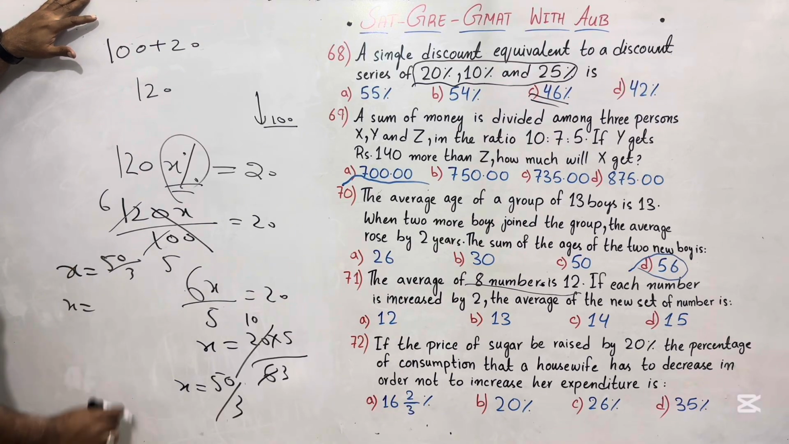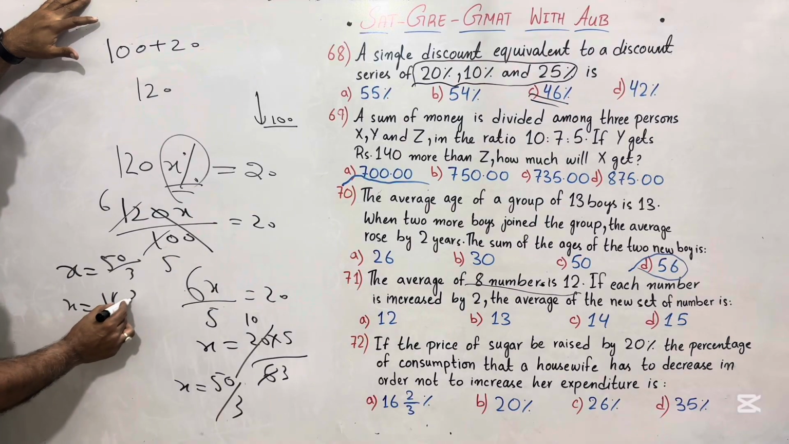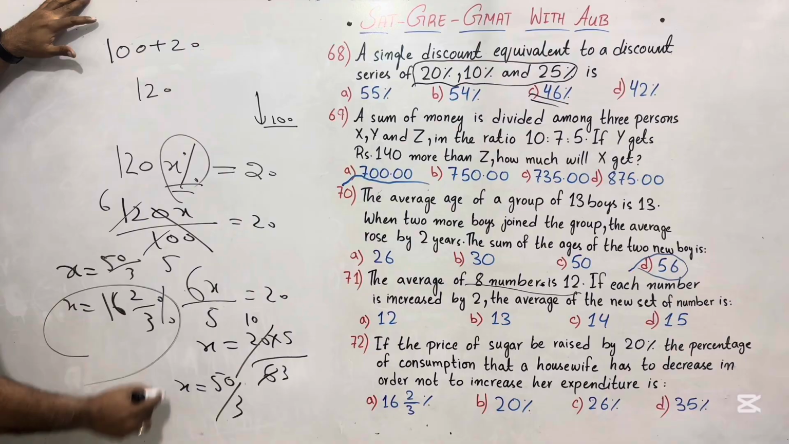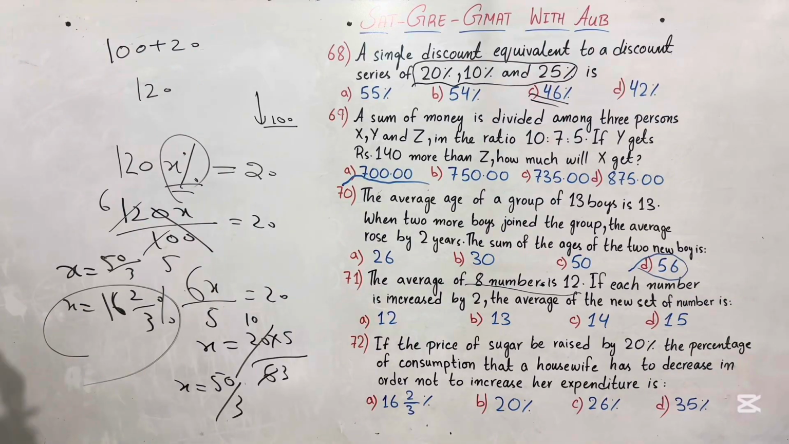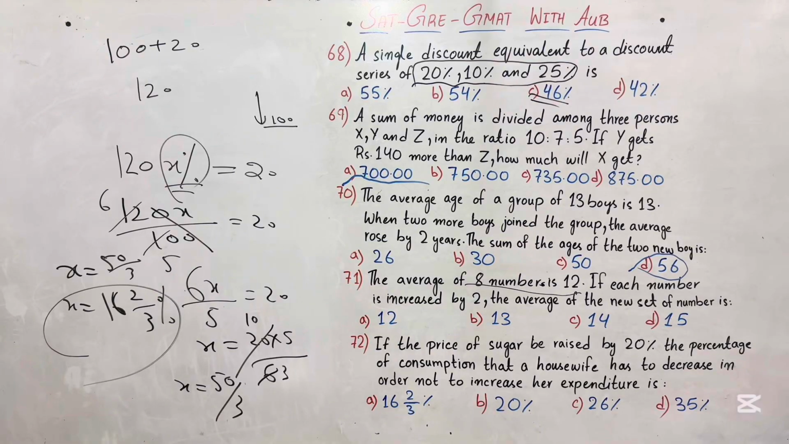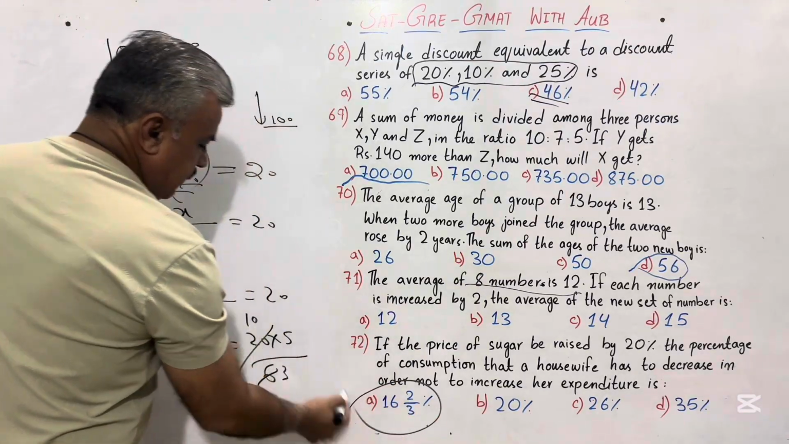Applying the table, 3 times 16 is 48. Remainder is 2. So she has to reduce the consumption of sugar by 16 whole 2 upon 3% in order not to affect her budget, in order to keep her budget intact.